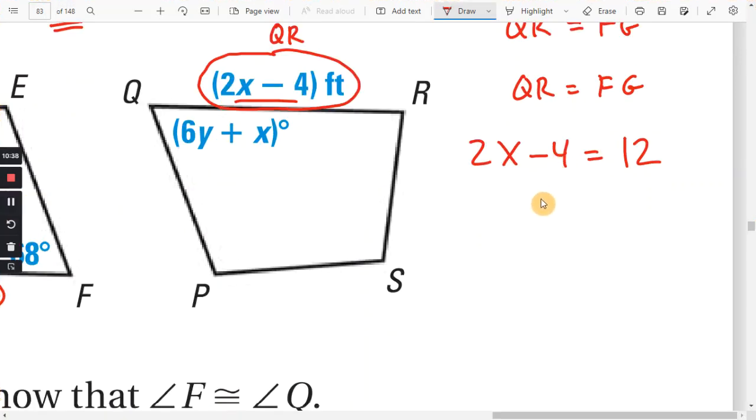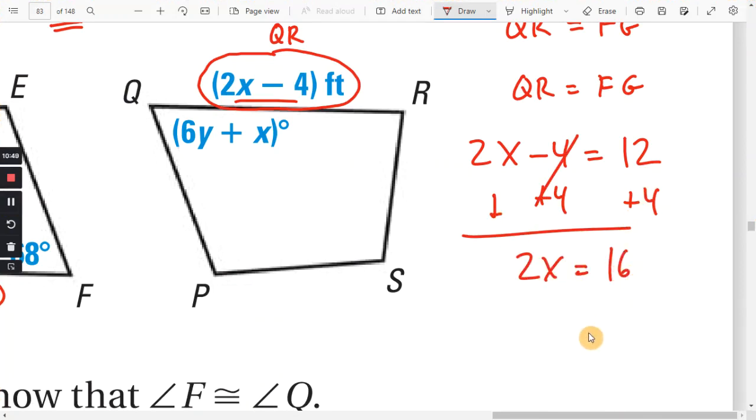Solving for x, I want to get all the numbers on the other side. I'm going to add 4. Negative 4 plus 4 is gone. Bring down your 2x. 12 plus 4 is 16. And dividing both sides by 2, the 2's cancel, and x is 16 over 2, which is just 8.